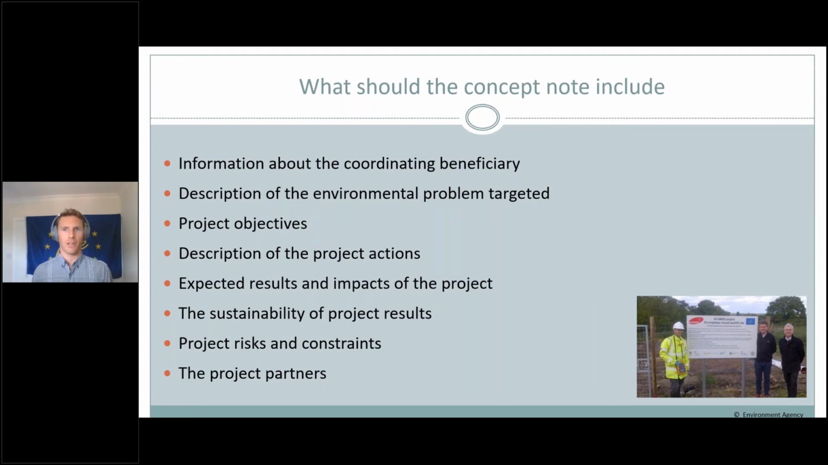So what should you include in the concept note? You need to include information about the coordinating beneficiary, and a description of the environmental problem targeted in the cases of environmental resource efficiency and environmental governance projects. For nature and biodiversity projects, you need to include a description of the species, habitats, or biodiversity issues targeted by your project. Furthermore, you need to include your project's objectives, the project actions, expected results, and impacts of your project, the sustainability, the risks and constraints, and project partners.